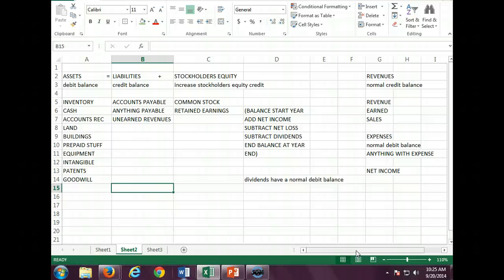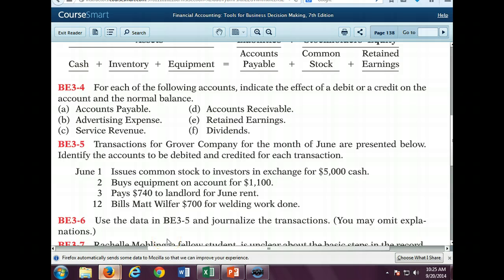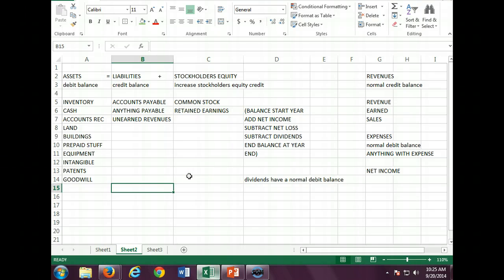For example, indicate the effect of a debit or a credit on accounts payable. Find the accounts payable on this cheat sheet. It's a liability. What do we know about a liability? It's a normal credit balance. So when we want to increase a liability, we're going to credit it. When we want to decrease a liability, we're going to debit it. Make sense? What's the next one in the book?